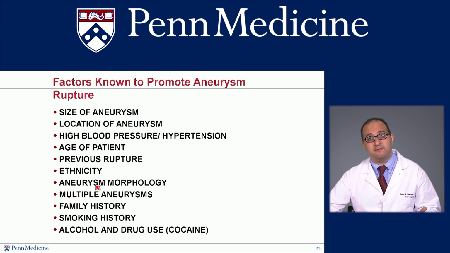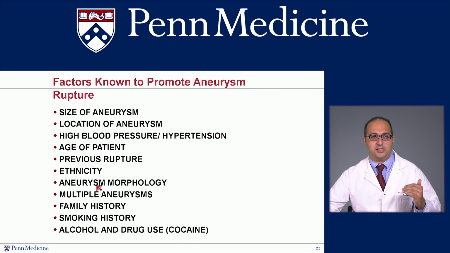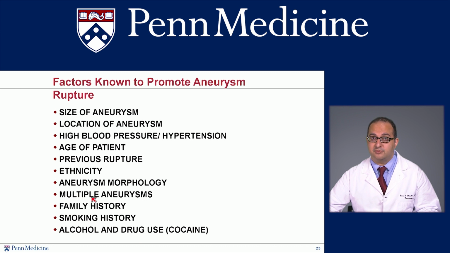Aneurysm morphology is a very important factor, because aneurysms that are irregular or have a daughter sac or have multiple lobes to it, as we will see in some pictures, are more risky compared to aneurysms that have smoother walls. People who have multiple aneurysms are at a higher risk of aneurysm bursting than someone who has a single aneurysm. Family history of someone who has had one or two first-degree relatives with a ruptured brain aneurysm, their risk of aneurysm bursting goes high as well.